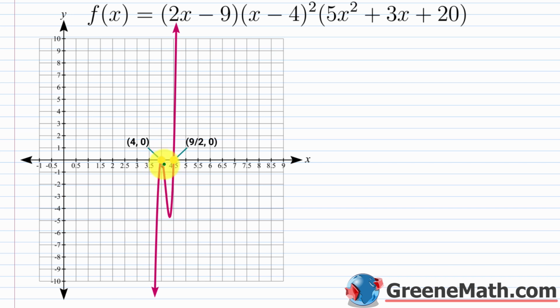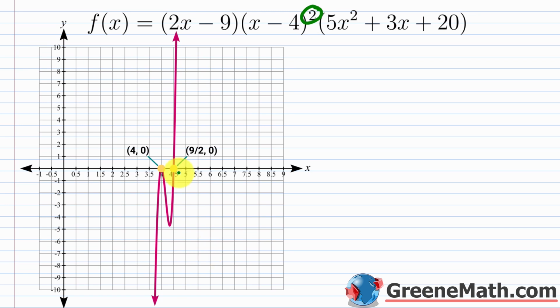Again, it's going to touch and turn around there because the multiplicity is 2. It's even. Then you have an x-intercept at 9/2 comma 0. Again, that's coming from this. If you do 2x minus 9, set that equal to 0 and solve, you're going to get 9/2 as the solution. So you have this one right here. The multiplicity of that 0 is 1, so it's going to go straight through.